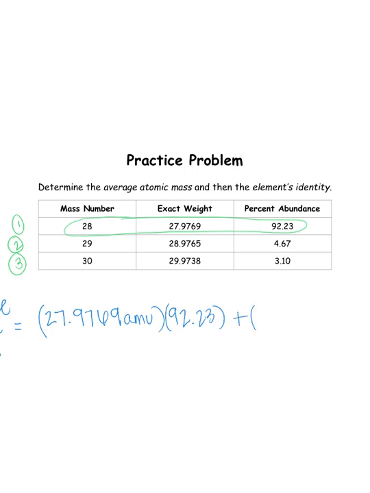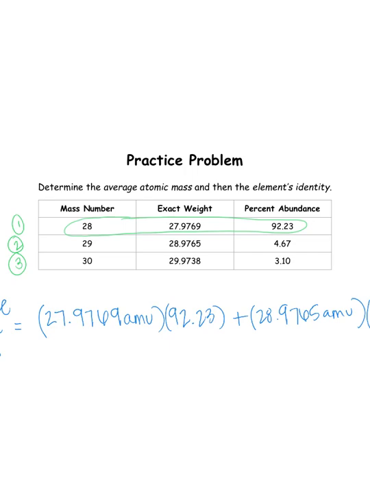All right, now let's do the second isotope. So I will copy the exact weight exactly as it appears in the table, 28.9765 atomic mass units, times its percent abundance, which it looks like it occurs 4.67% of the time. And then I have one more isotope.